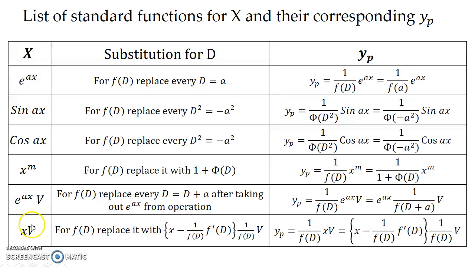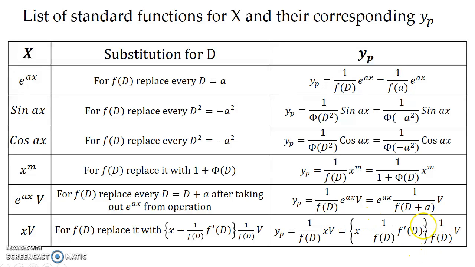Now the last function is x into v. Again v is a function of x other than x raised to m, because if it is x raised to m, then simply this will become x raised to m plus 1. So we can use the method of x raised to m, but we are not going to do that. So v is a function other than x raised to m, and therefore we replace the entire fd with this particular operator. Do not worry about this operator. I am going to teach you how to operate this operator on v. So yp is 1 upon fd operating on xv, which gives you this particular operator.